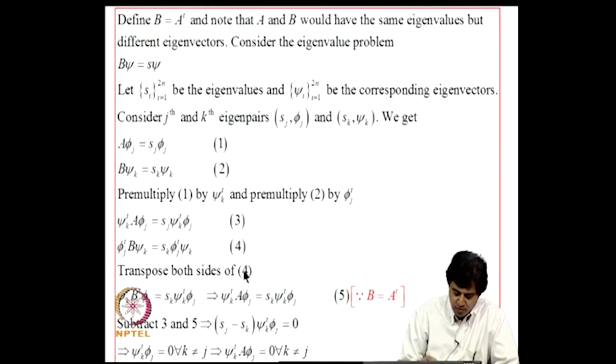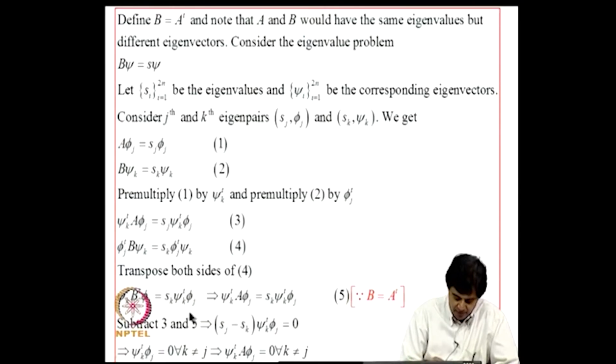Now, let us transpose both sides of equation 4. So, what I will get is psi k transpose B transpose phi j, since the transpose of phi j transpose is phi j itself. On the right hand side it is Sk, which is a scalar, times psi k transpose phi j. Now, B transpose is A. So, therefore, I can write it as psi k transpose A phi j, because B is A transpose. Call this equation 5.